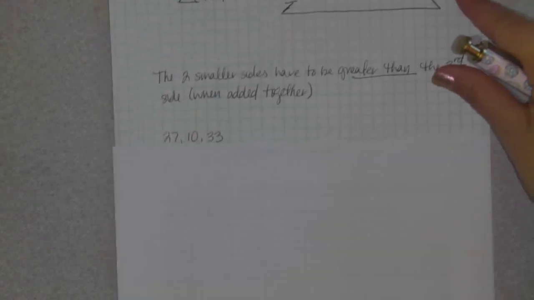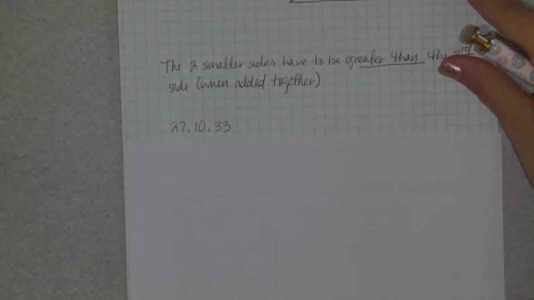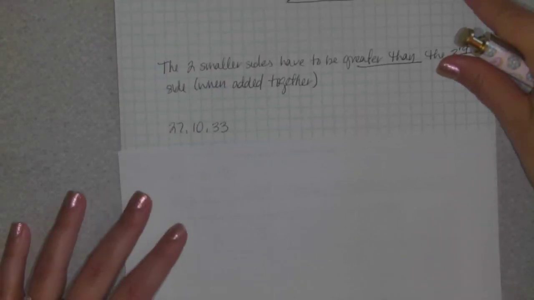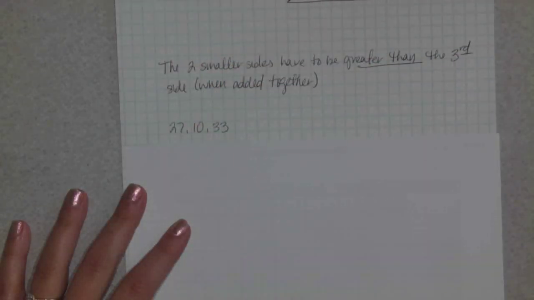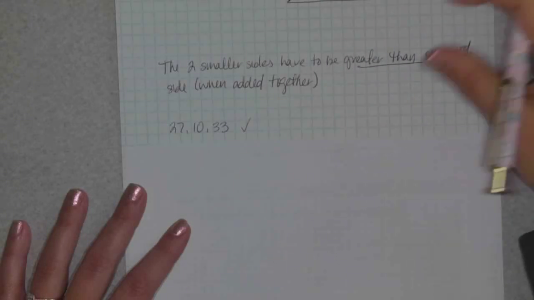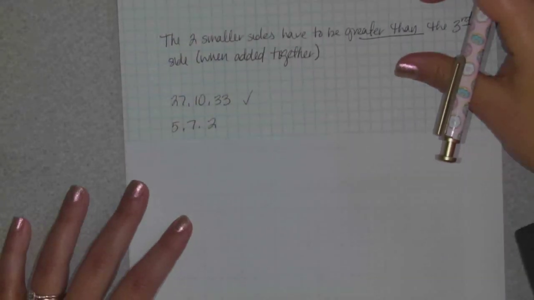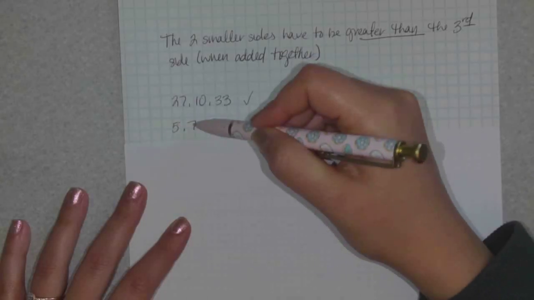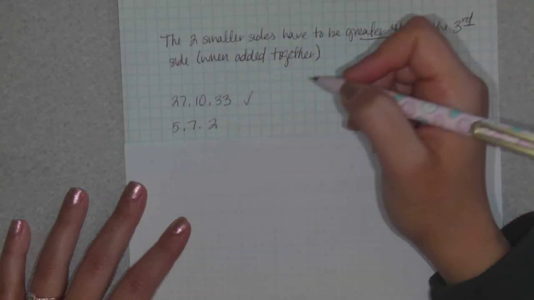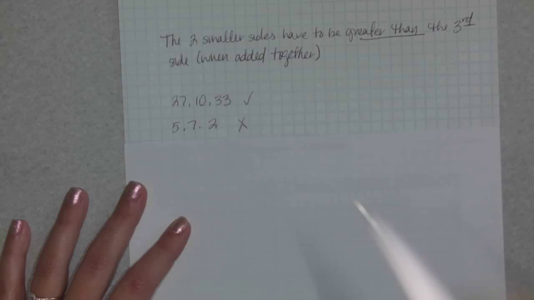Okay? So just a couple examples really quick to drive this point home. If I give you these three numbers, would they make a triangle? Well, 27 plus 10 is 37, which is bigger than 33, so yes, they would. Second one, 5, 7, and 2. Well, 5 plus 2 is 7, which is equal, so not a triangle.